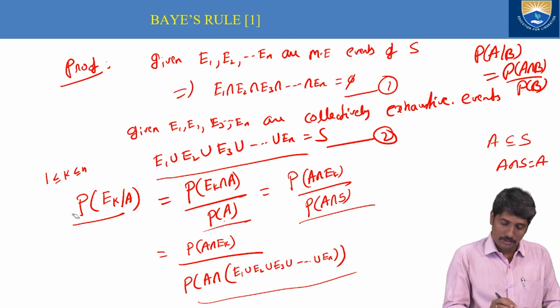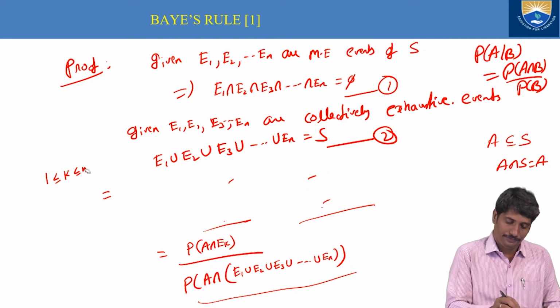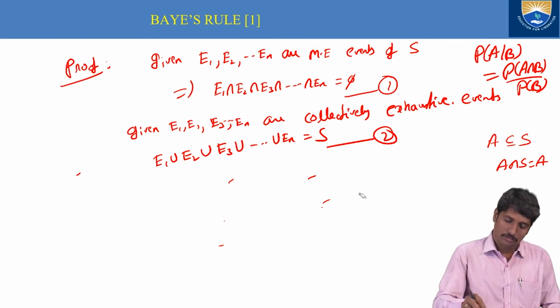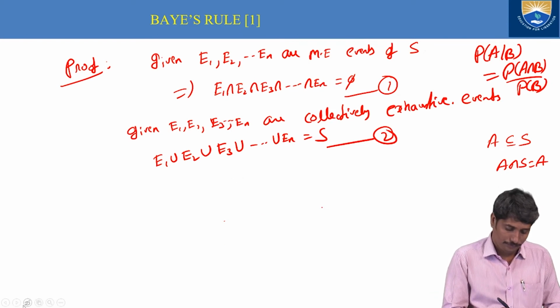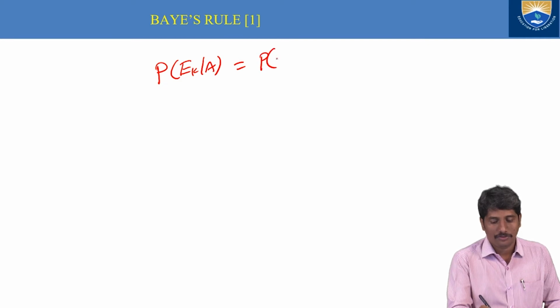Let me just erase and write the things we have obtained. See what we have obtained. We have obtained P of EK given A is equal to P of A intersection E1 union E2 union E3 union, so on, union EN.